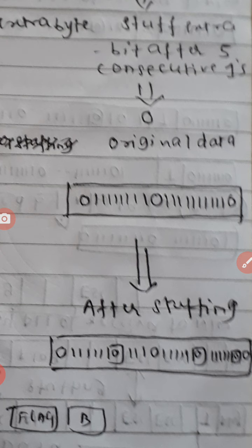0. After 5 consecutive ones, the 0 is stuffed. Again we have 3 ones, then 0. Again we have consecutive ones, so after 5 consecutive ones, 0 has been included. Again after 5 consecutive ones, 0 has been appended. So whenever the receiver encounters the 0 after 5 consecutive ones, that 0 is discarded. The next stream of bits is considered as data.